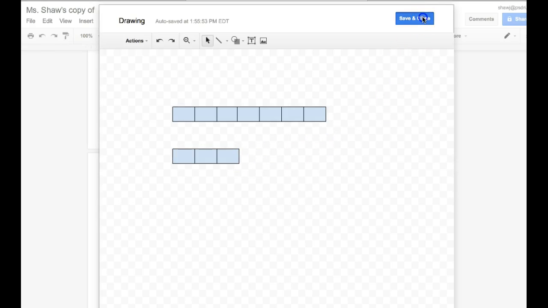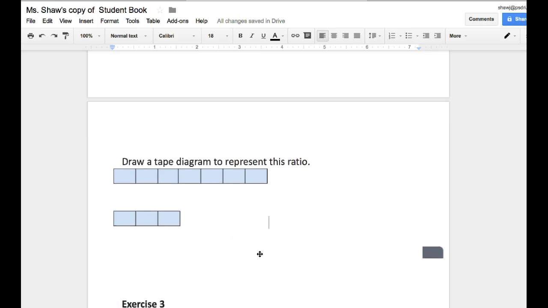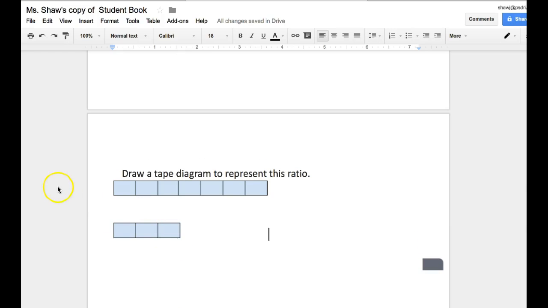So let's save and close this one for now. And here it comes right on your document. So that is how we start off with what's called a tape diagram. Now looking at this tape diagram, what can you tell me that each one of these units represents?